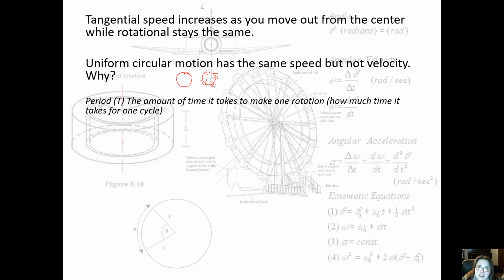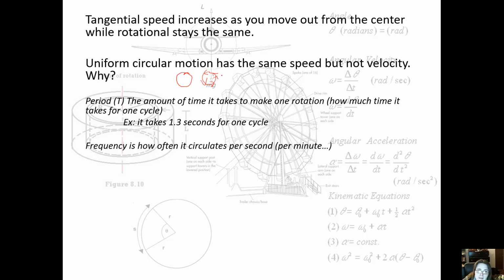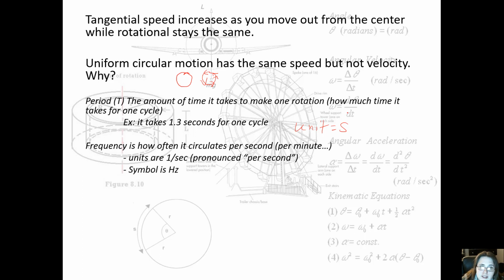The period, this is what it's called for the amount of time it takes to make one rotation. So how much time it takes for one cycle. So you could say 1.3 seconds for one cycle. And the unit for a period is a second, whatever your time is, but a second is the SI unit. Frequency is how often it circulates per second or per minute. So the units are 1 per second, and the symbol is Hz, which is hertz.